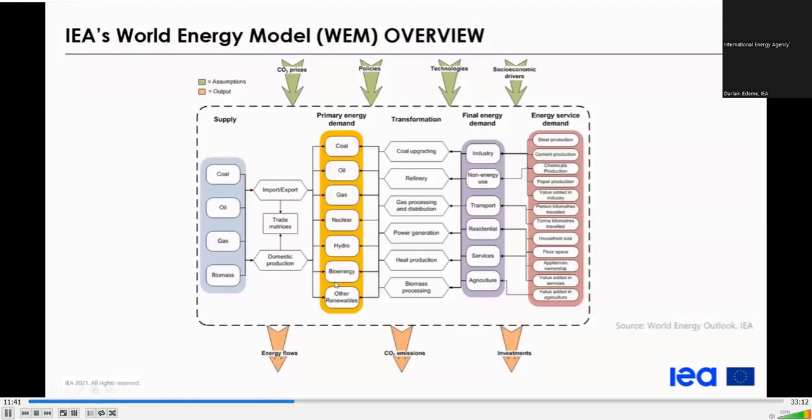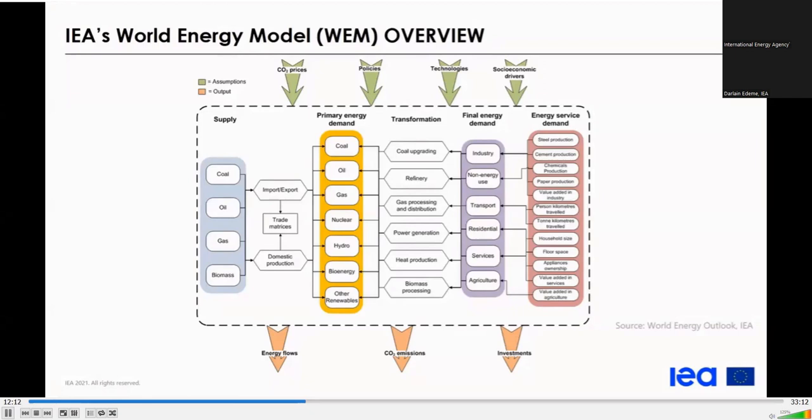This is a simplified chart of the International Energy Agency World Energy Model, or WEM, and we will come to this slide many times in the coming sessions and the coming trainings. You can see on the top part of the chart some green arrows, which are the input assumptions. On the bottom part, you have the output with orange arrows, including energy flows, so the energy balances, associated CO2 emissions, and investment required to have those energy systems.